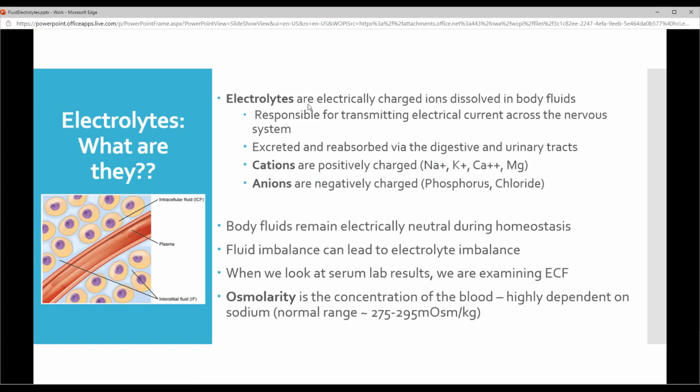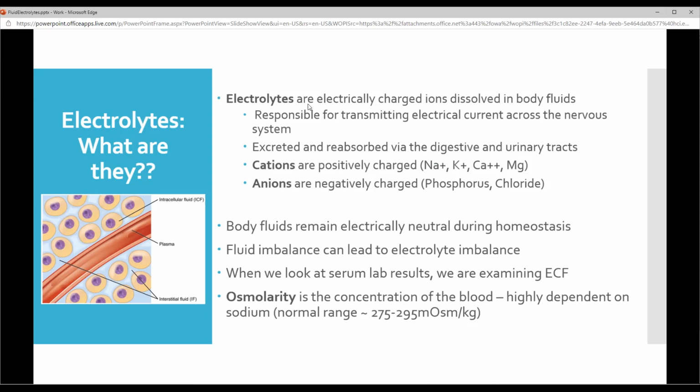They are just like fluids, they're excreted and reabsorbed through the kidneys and the GI tract. You have positively charged ions and you have negatively charged ions. And they also play a role in maintaining fluid balance, because like I said, fluids are going to shift in and out of your cells based off your sodium level. So electrolytes play a big role in that. They play a role in maintaining acid-base balance, and I'll show you that in a minute.